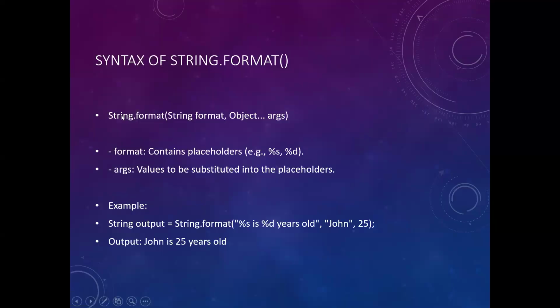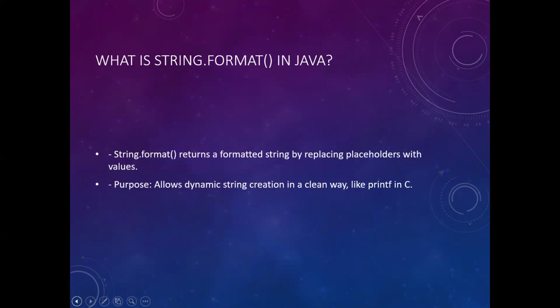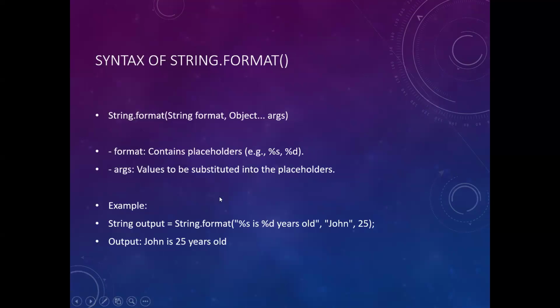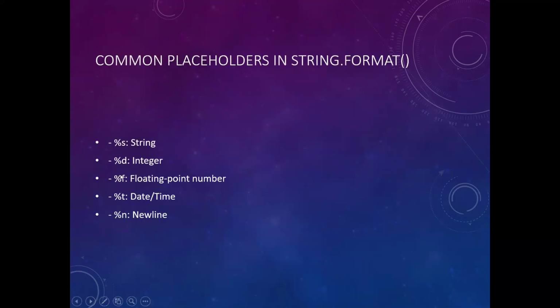And now this is the format string, dot format and format arguments and all. The same way you can use a different approach; different formatters are there. D format is there. Now, we have a couple of formats that we'll be discussing. String means s, and integer means D. Float means F. Time and date means T, and new line means N.